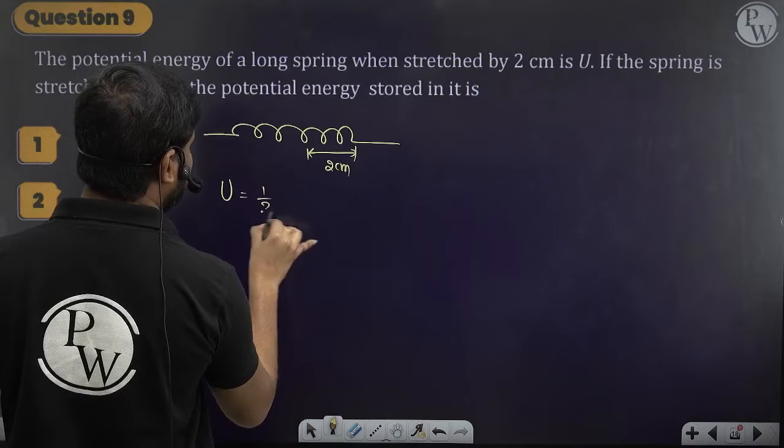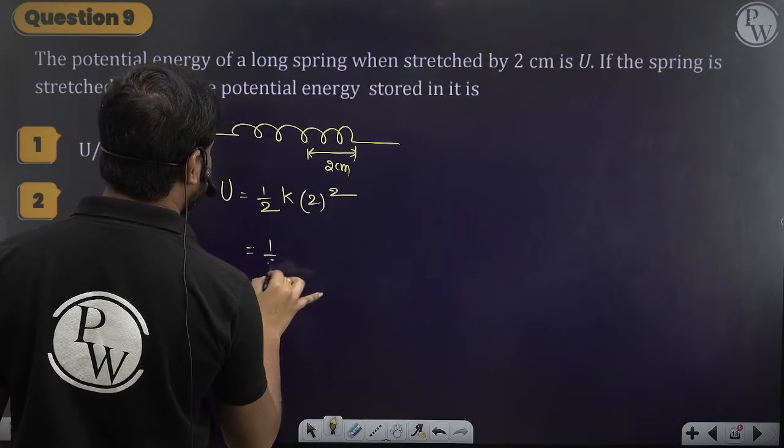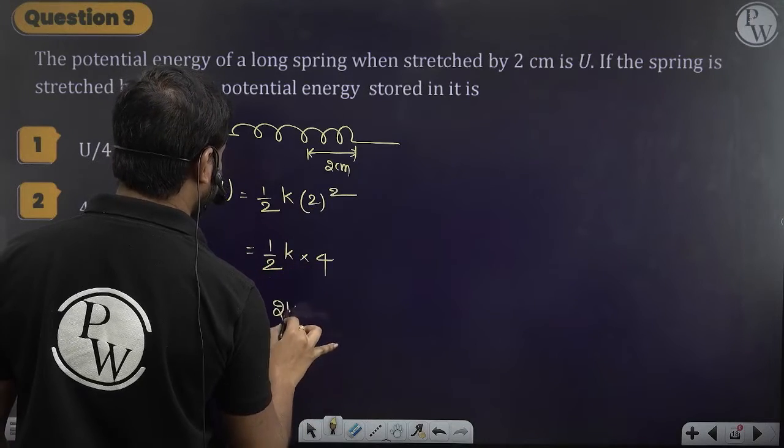So half k x square means here 2 square. So which is half k times 4. So which is nothing but 2 times k, right?